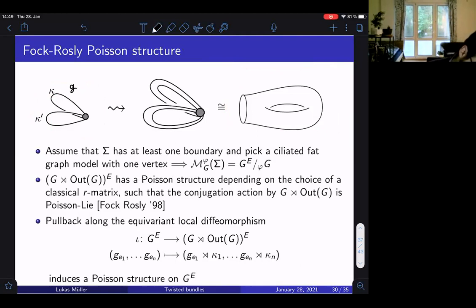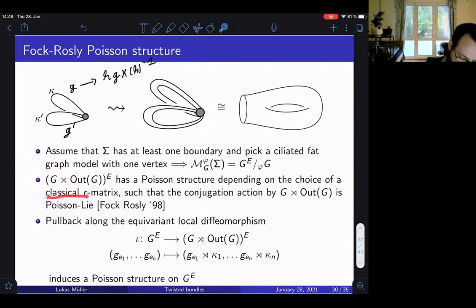So I have something like g and g prime. And then the action by conjugation just gets twisted. So the gauge transformations act by sending this to h g kappa h minus 1. And this is the quotient one wants to take. And one way to get a Poisson structure on this space is just to realize that these twisted bundles sit inside the space of all G semi-direct product Out G bundles. And then E is just the number of edges.